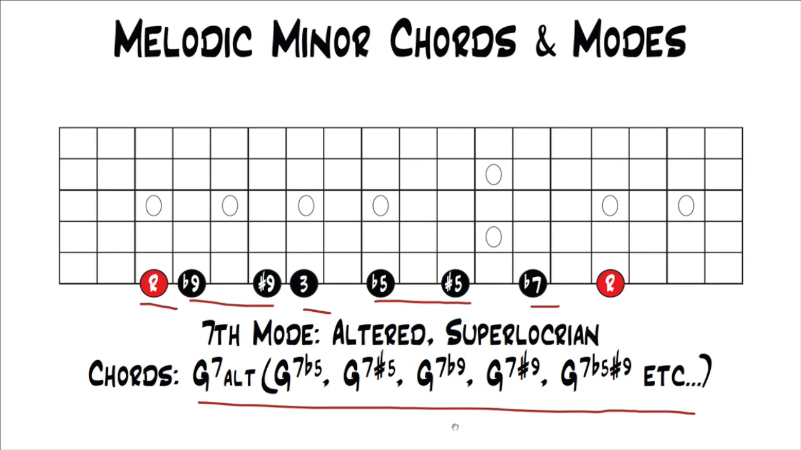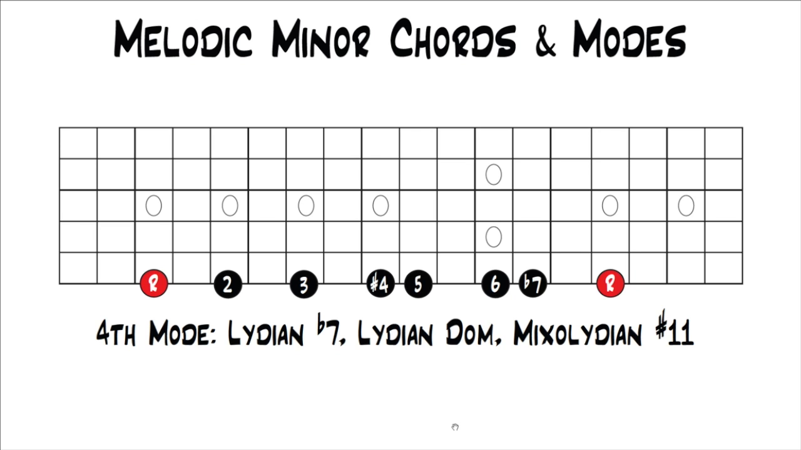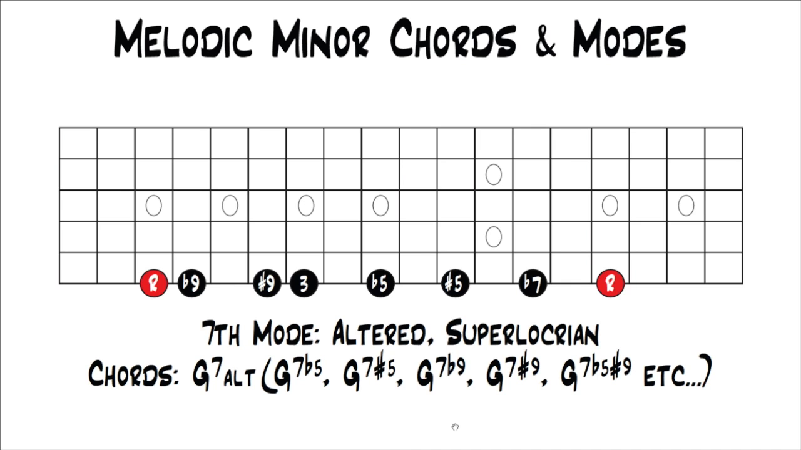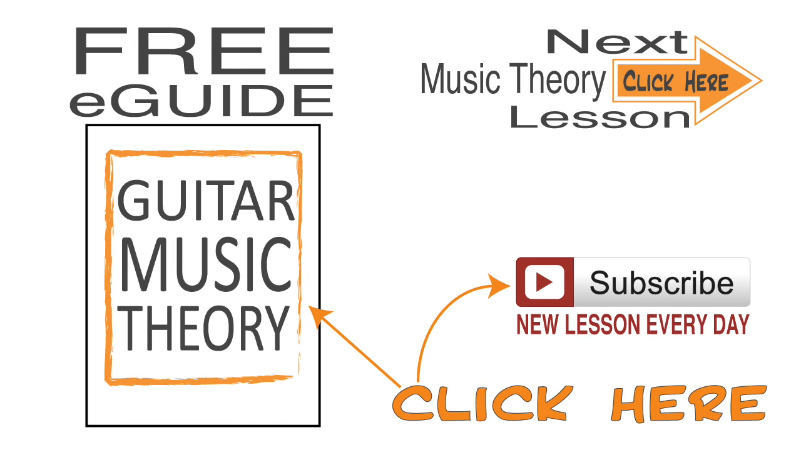So really the three most important modes to learn in the melodic minor scale would be the first mode, which is just melodic minor, the fourth mode, which is Lydian flat 7 or Lydian dominant or Mixolydian sharp 11, and the seventh mode, which is the altered scale or super Locrian. Those three are the most important if you just want to really dive into melodic minor and get a lot of use out of the modes right away, especially if you're going into a more jazz type of theory. So those are the chords and the modes that come out of the melodic minor scale.